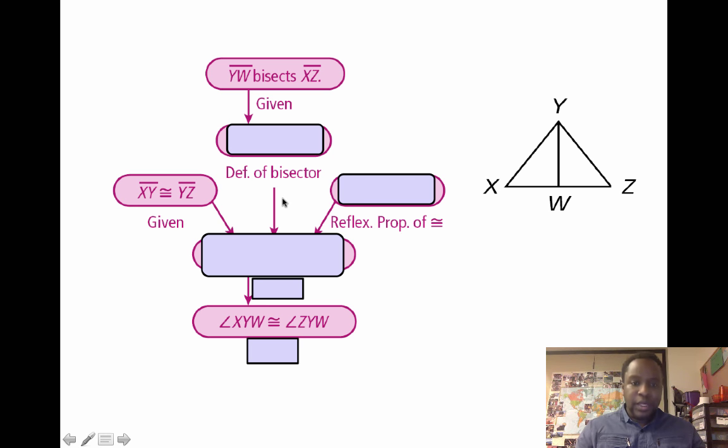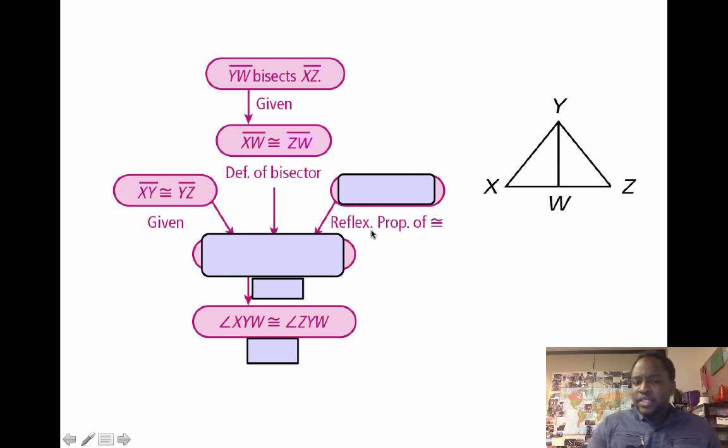So what we can do is, there's more free flow on where we can place things. The next thing that we want to say is that we want to look at the bisector. Since YW bisects XZ, we also know that XW is congruent to ZW, and that's because of the definition of bisector. A bisector cuts things in half or creates two congruent segments.